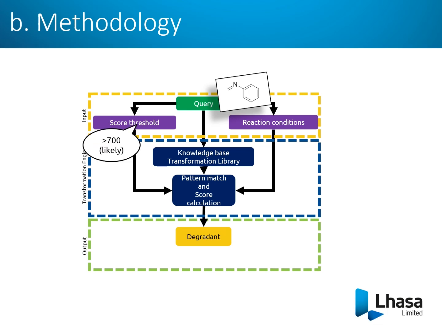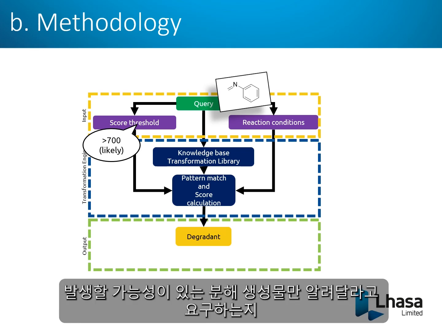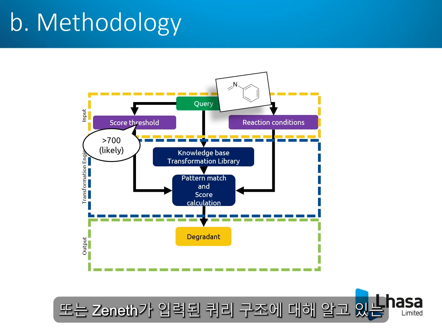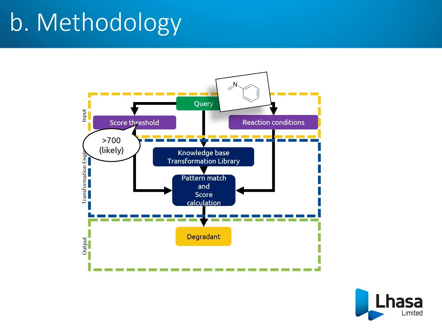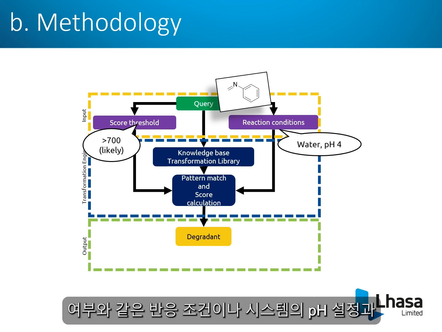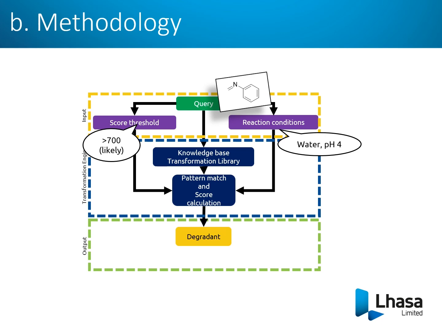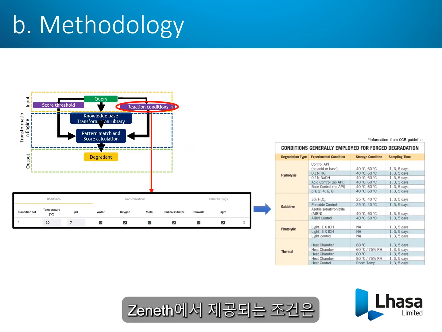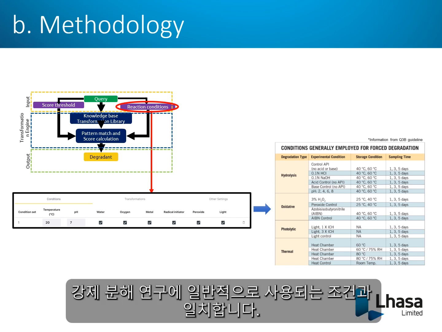Meaning, if you only want Zeneth to tell you the degradants are likely to occur, or tell you everything that Zeneth knows about your input query structure. Finally, you also define the reaction conditions, such as whether water is present or by setting the pH of the system. The conditions available in Zeneth mirror those recommended in the ICH Q3B guidelines and are typical of those employed in forced degradation studies.